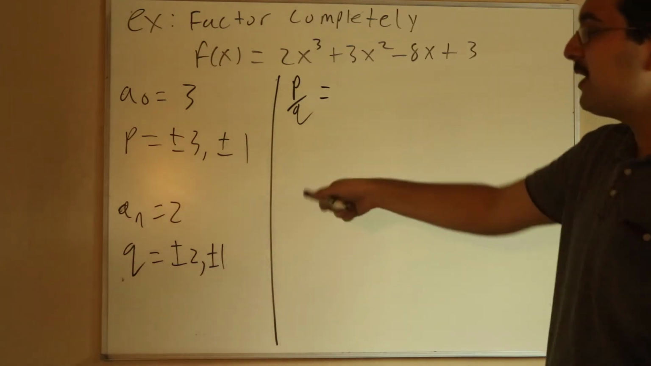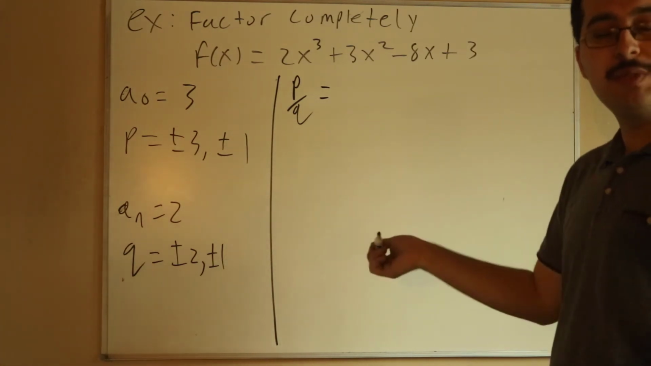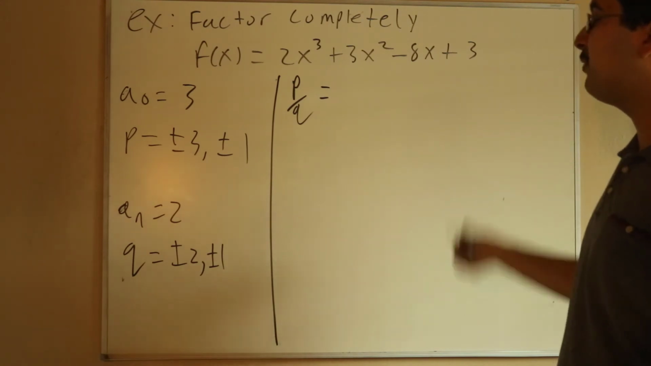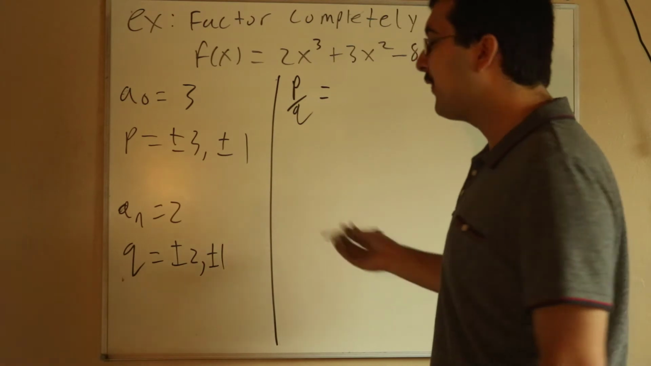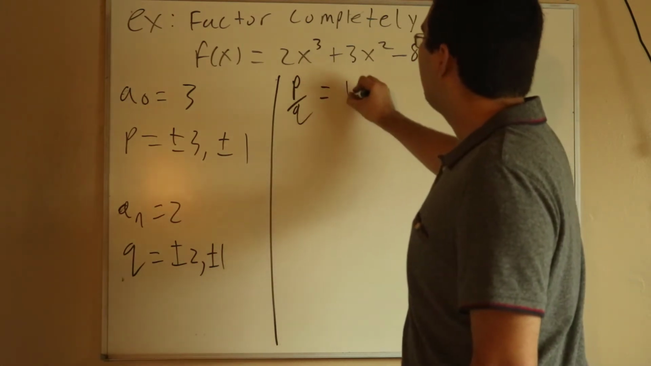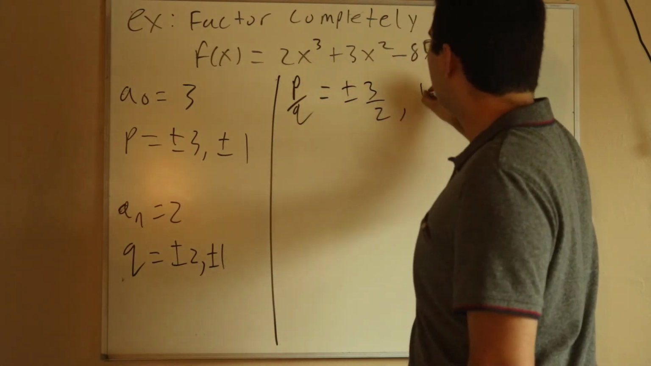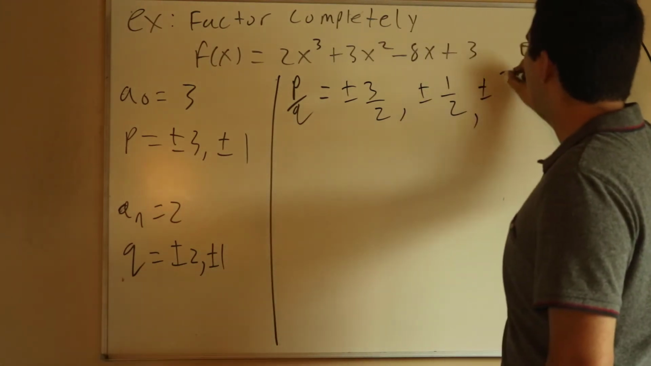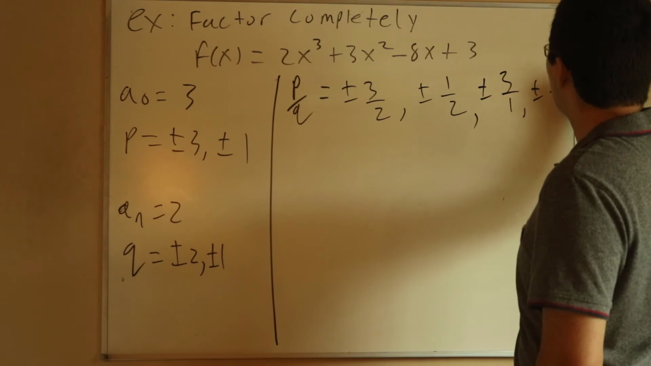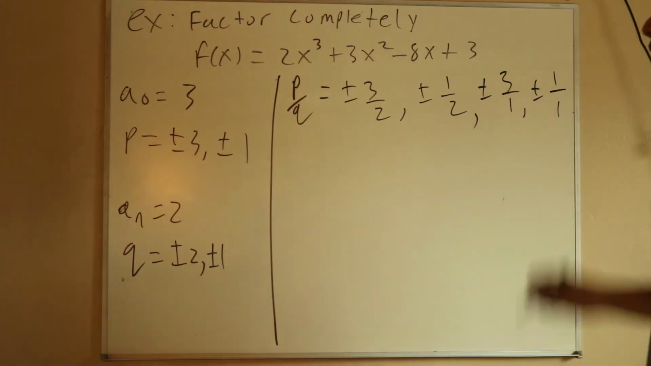So since that a_n wasn't 1, it was 2 instead, this step's going to be a bit different from other examples. What we're going to have this time is plus or minus 3 over 2, plus or minus 1 over 2, and we're also going to have plus or minus 3 over 1 and plus or minus 1 over 1.